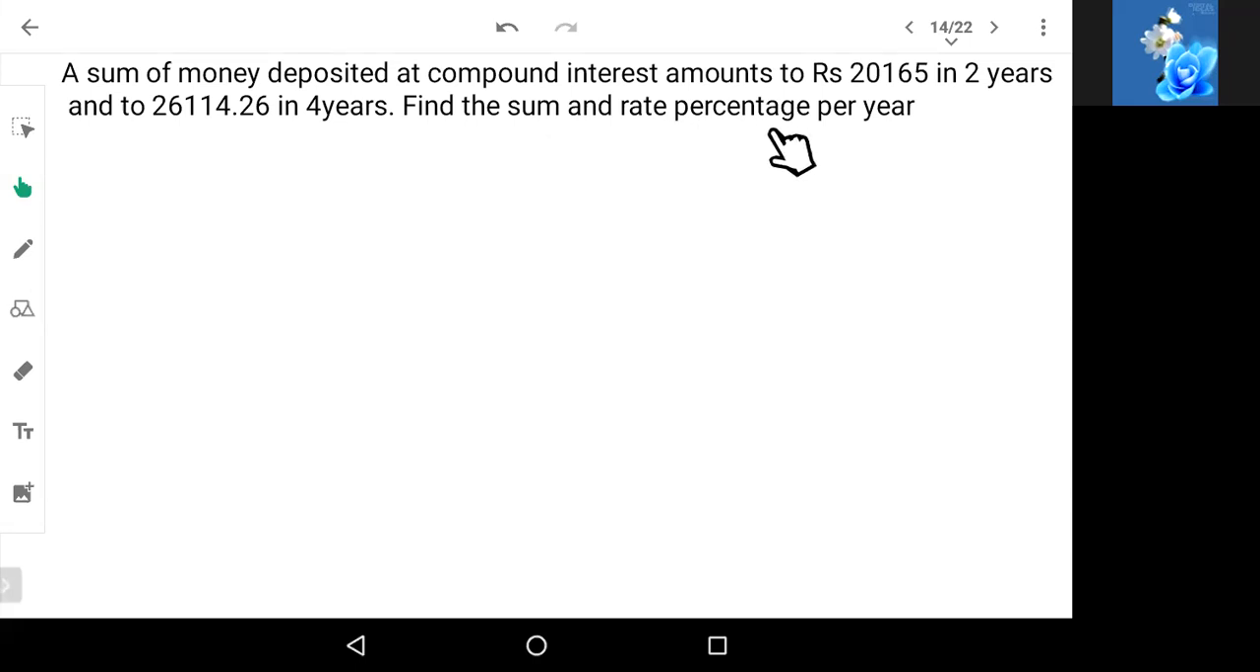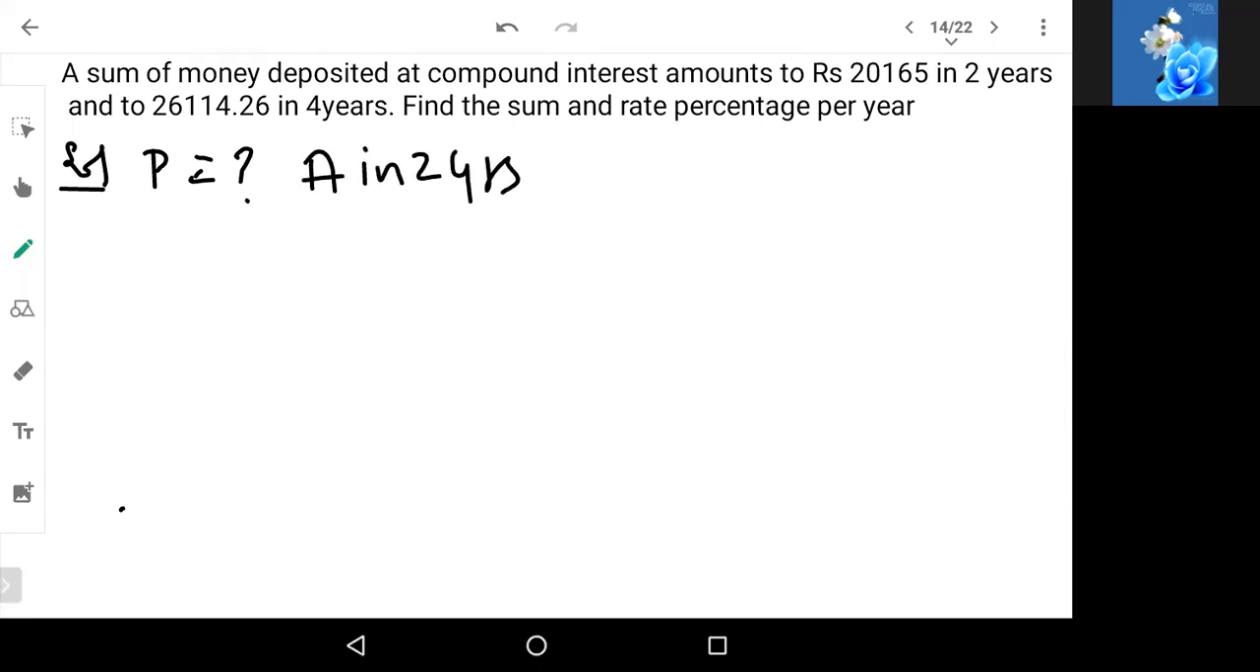So this is another variety of problem which you can expect. So let's read the question again. A sum of money deposited at compound interest, which means the principal is not given to us. Okay, we have to find out the principal. So what is given to us? That principal will become the amount.